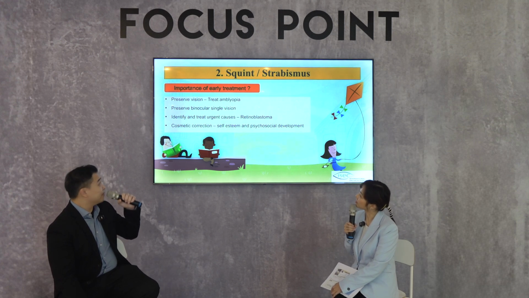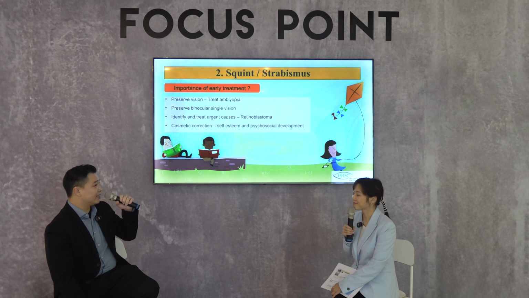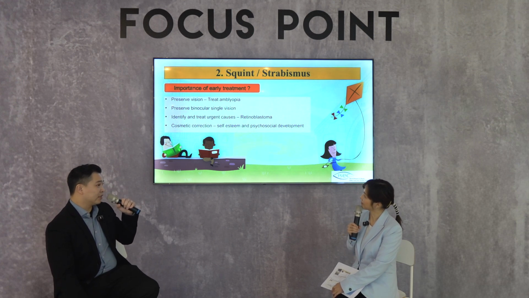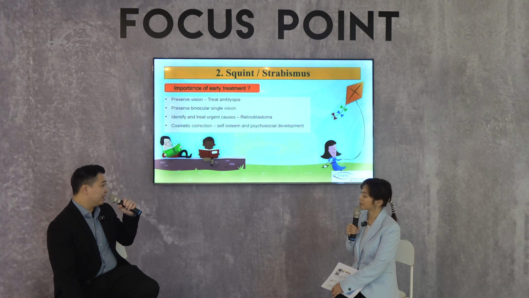Okay, so what is the importance of early treatment? Like I said, we want to preserve their vision. We want to treat amblyopia so that their adulthood vision is good. We also want to preserve their binocular single vision, which is important for their 3D depth perception. This would also ensure that they have a better future career pathway.